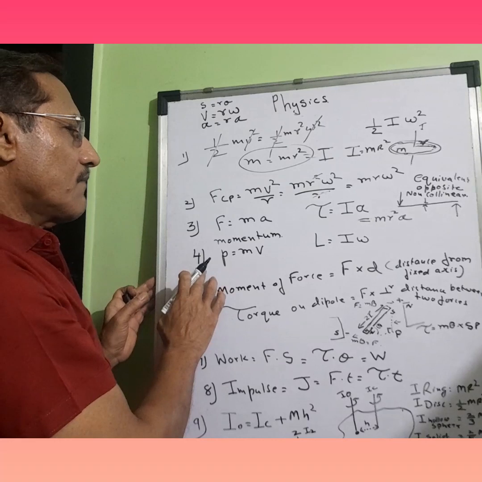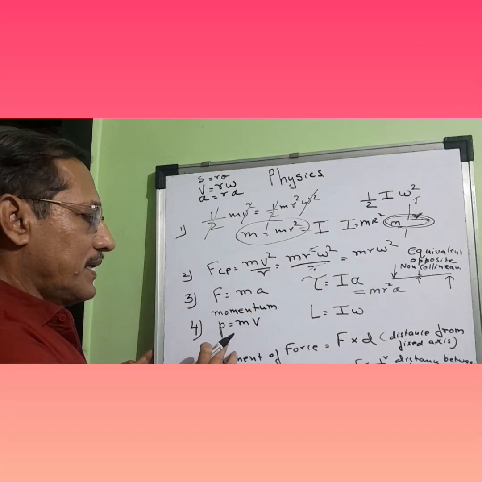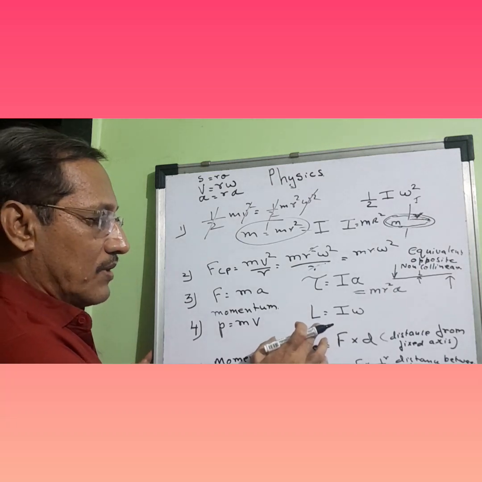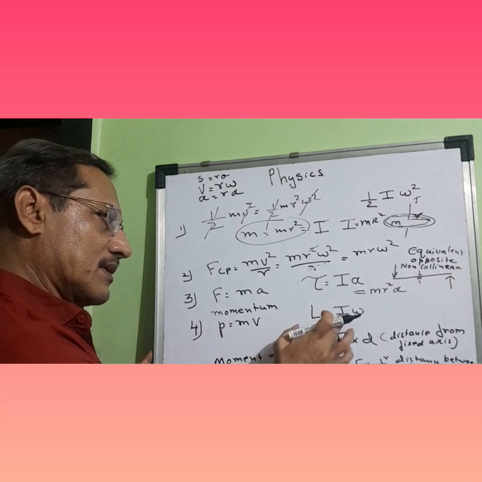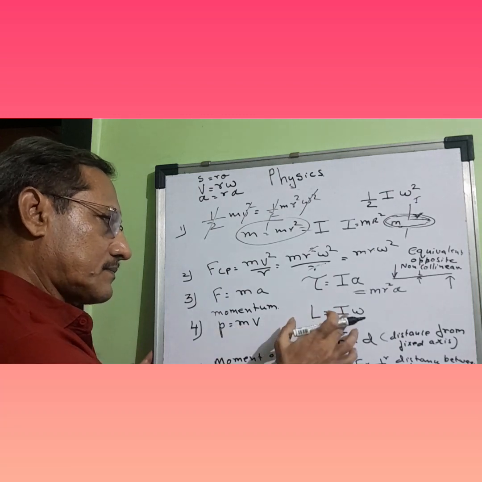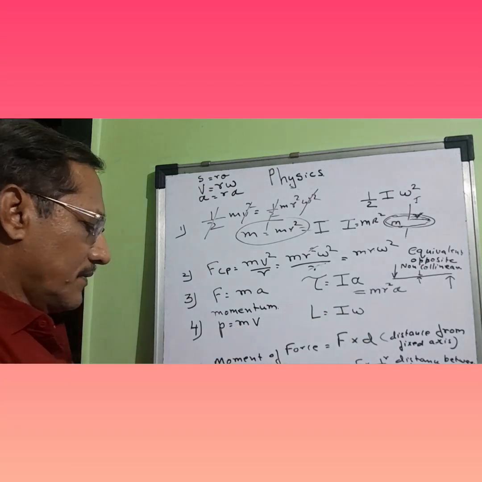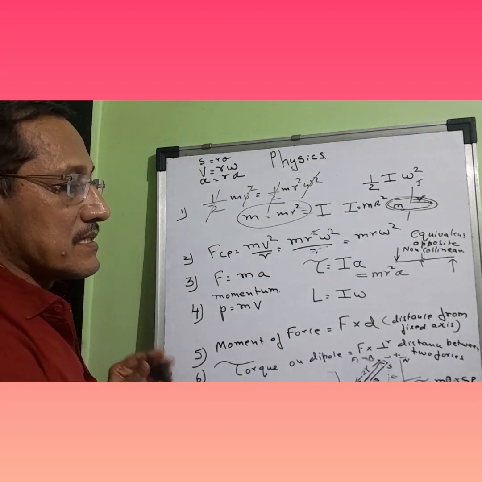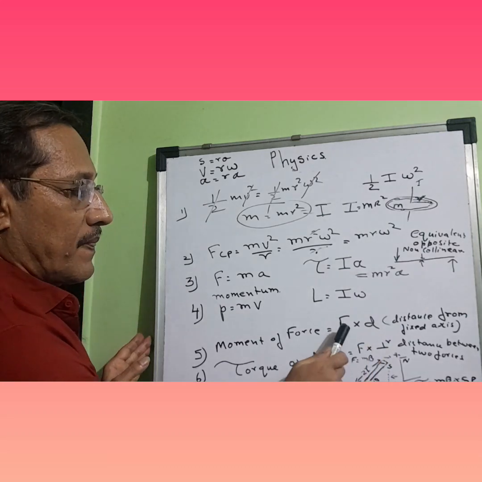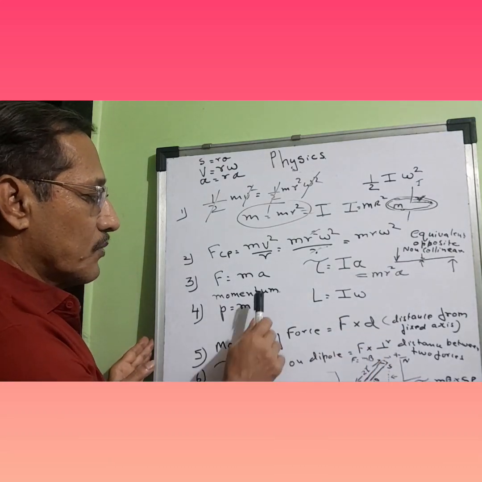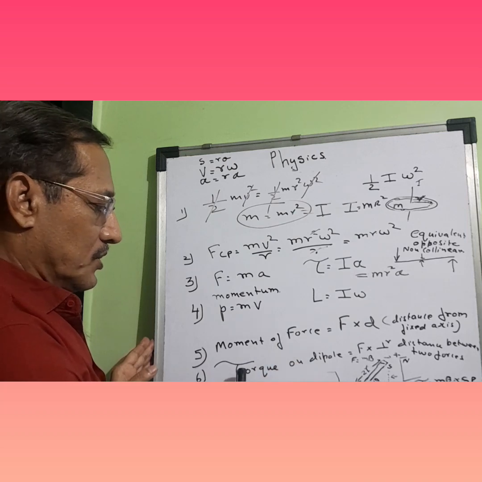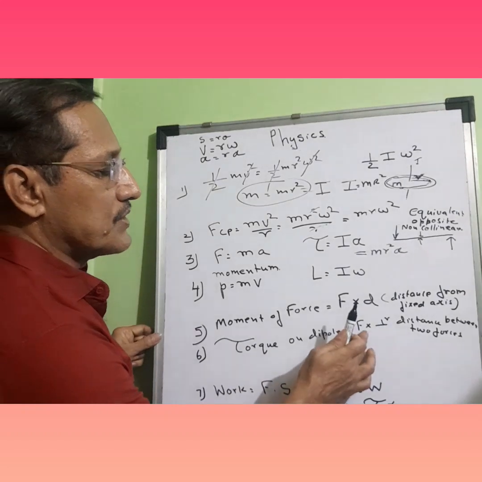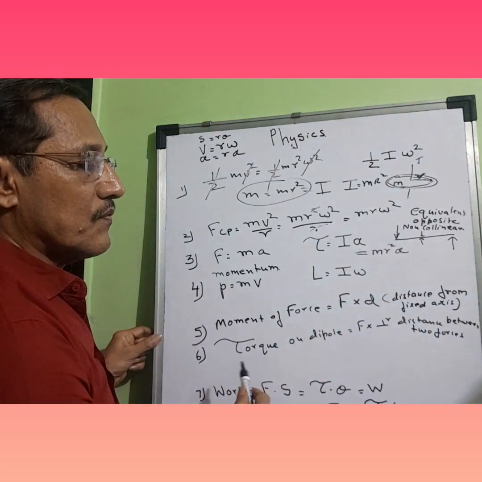Now we talk about momentum. Momentum P is mass into velocity. In case of rotational or angular momentum, it is capital L is equal to I omega. Then moment of force is force into distance from the fixed point. Torque on a dipole is force into the perpendicular distance between the two forces.